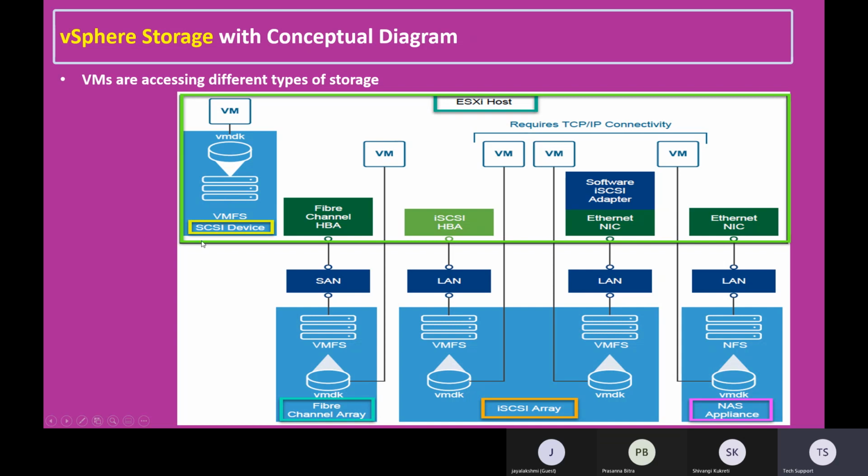Local disk means it's a kind of SCSI device or SAS disk. Any SAS disk, flash disk, or any local disk uses the SCSI protocol only, and we consider it a SCSI device. When we format the local hard disk, what is the file system? VMFS file system. This is the first scenario.